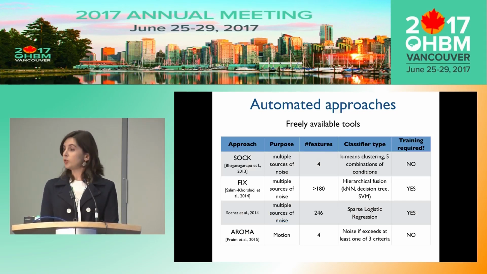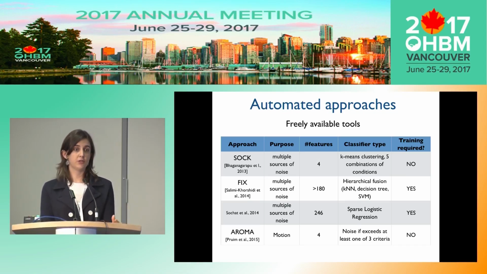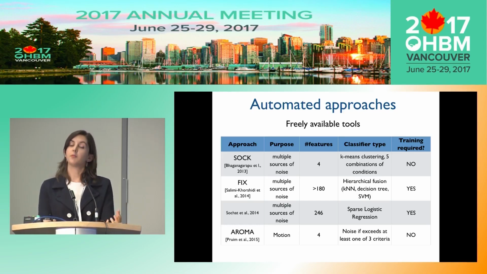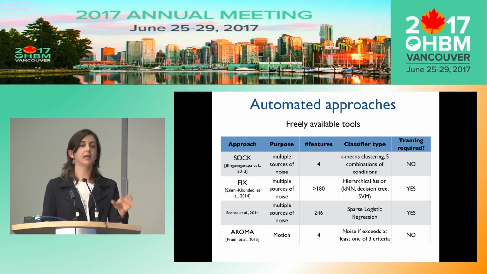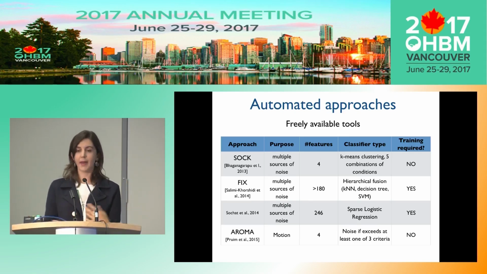And what about automated tools? Well, there are many automated approaches that mainly differ in terms of how many features they extract from the data, which classifier type they use, and if they require a training dataset or not. To be very practical, I only listed here the ones that you can download with a click, install, and use. But there are many papers using different approaches and showing their methods, so you can apply as many approaches as you want.